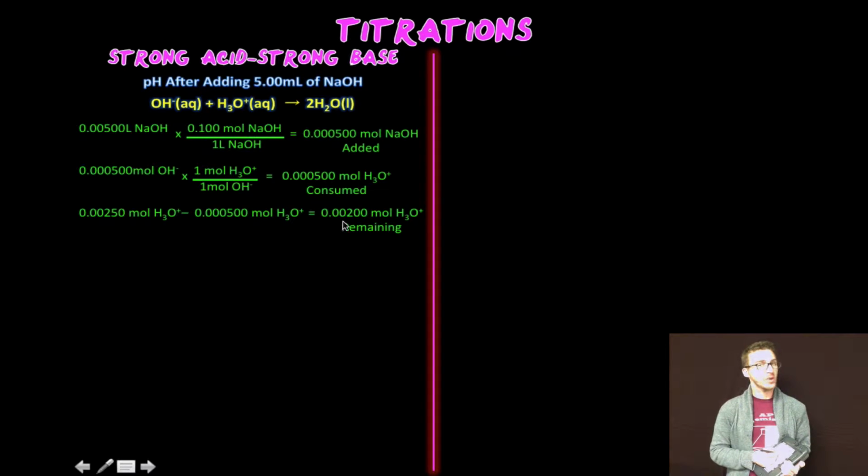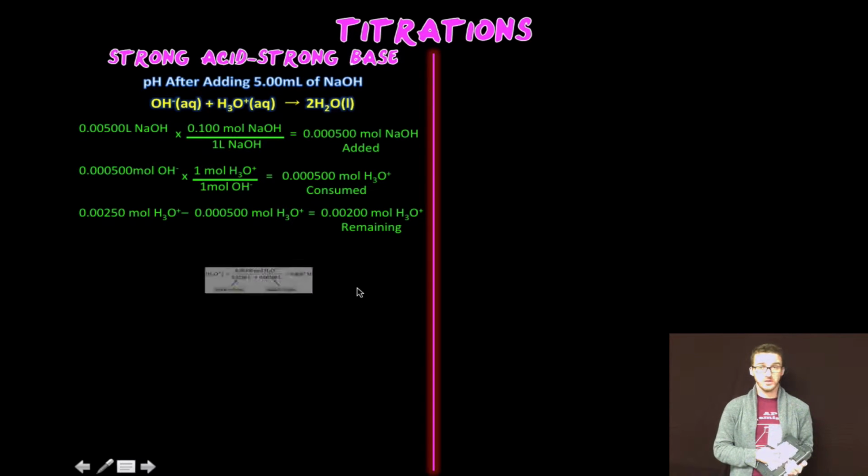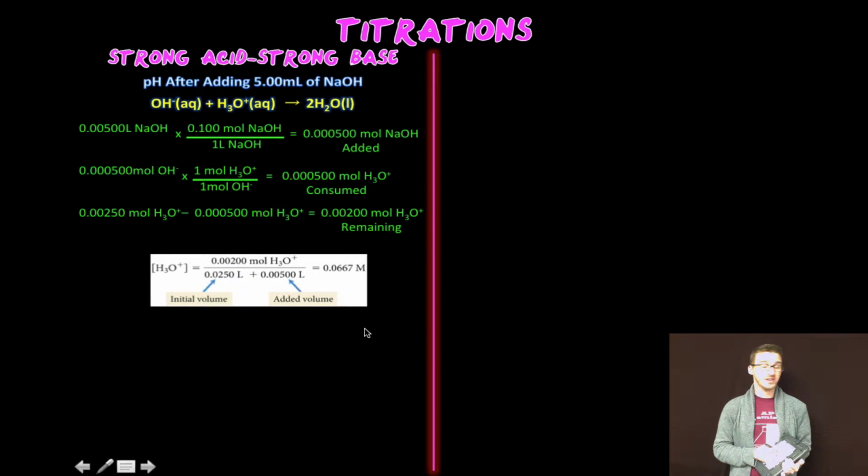0.00200 moles HCl remaining. So to determine the pH at this point, to determine the concentration of the hydronium ion, we've got 0.0020 moles of hydronium ion remaining. Initially we had 25 milliliters, but we've added 5 milliliters of base, so the total volume is 30 mils. If we divide that 0.00200 moles by 30 mils, we get a concentration of hydronium ion to be 0.0667 molar.